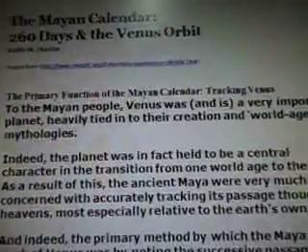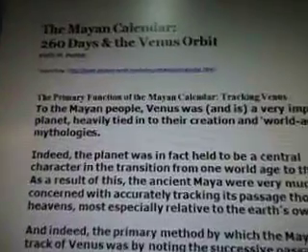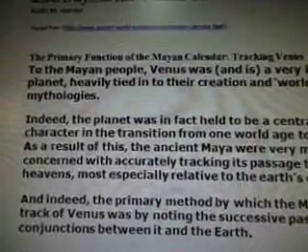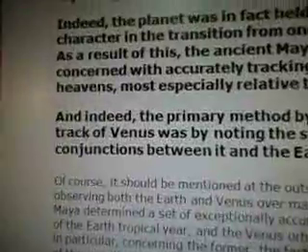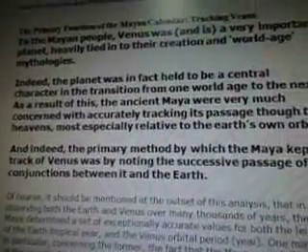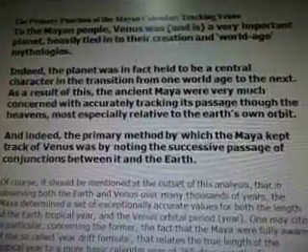Okay? So the primary function of the Maya calendar is tracking Venus. That was its primary function, the actual planet Venus. To the Mayan people, Venus was and is a very important planet, heavily tied into their creation and world age mythologies. Indeed, the planet was held to be a central character in the transition from one world age to the next. As a result, the ancient Maya were very much concerned with accurately tracking its passage through the heavens, most especially relative to the Earth's own orbit. And indeed, the primary method by which the Maya kept track of Venus was by noting the successive passage of conjunctions between it and the Earth.